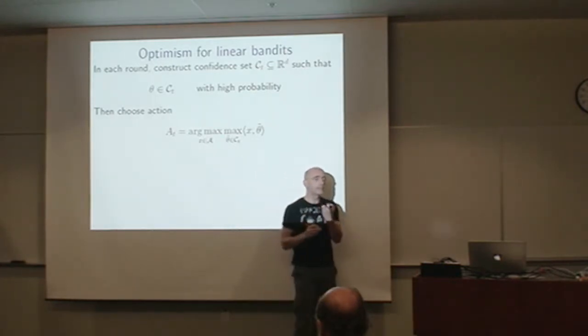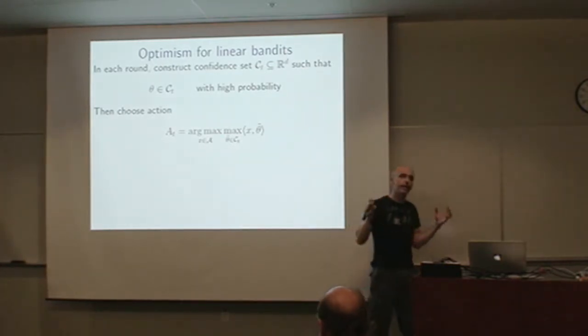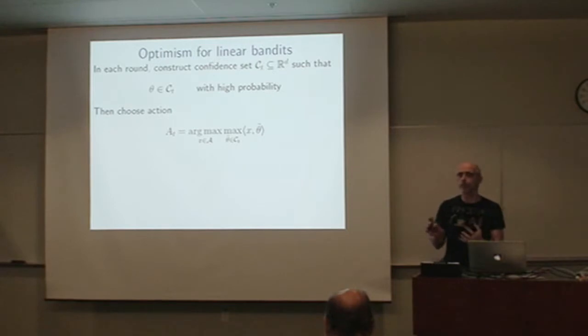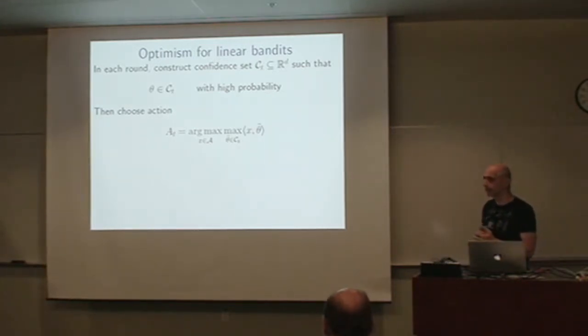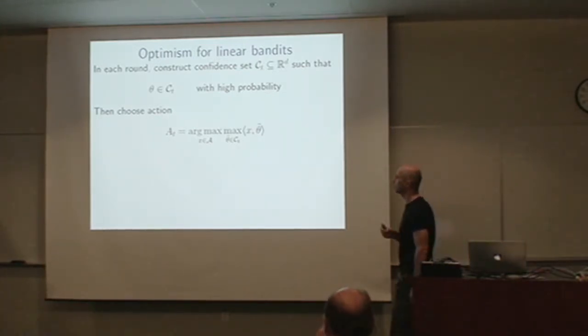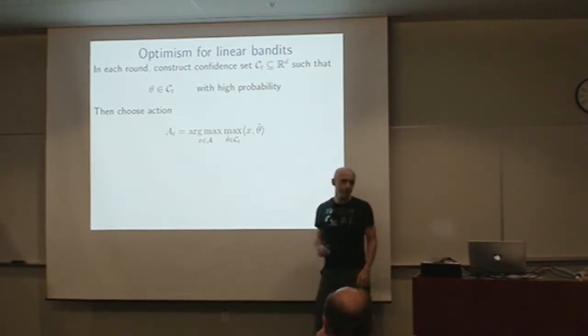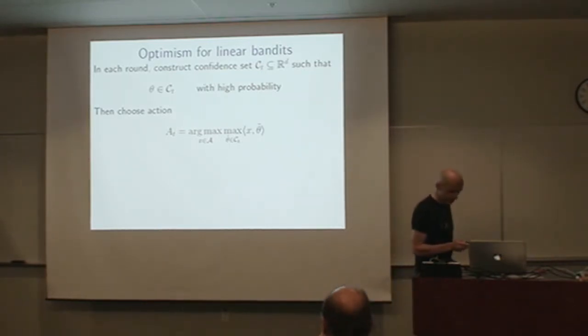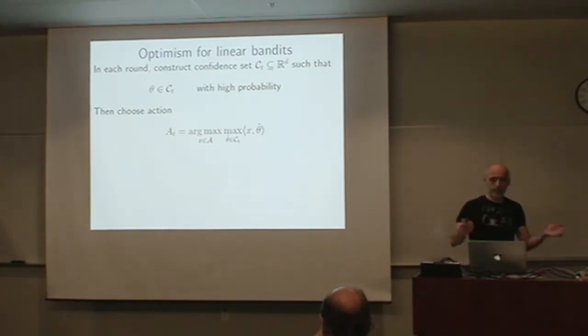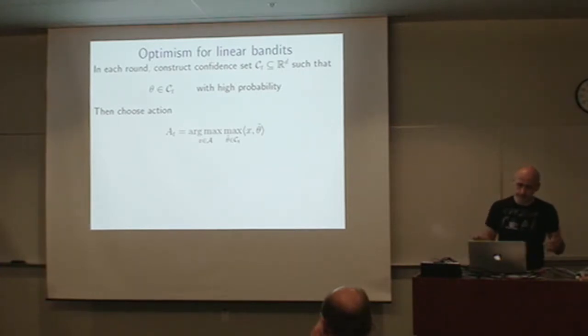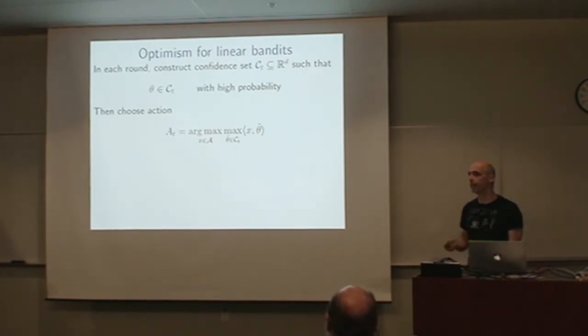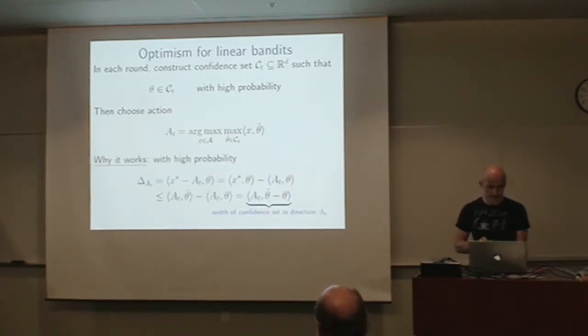You try to make the confidence set as small as possible, but it should contain the parameter vector with high enough probability. That's the game that you're playing. And then you just choose the highest scoring action. So for finitely many arms, you can do this. It's a little computation, assuming that the confidence set has some regular shape, like an ellipse. Most of the time, it's an ellipse. Then you can just compute this, and it's a little computation.